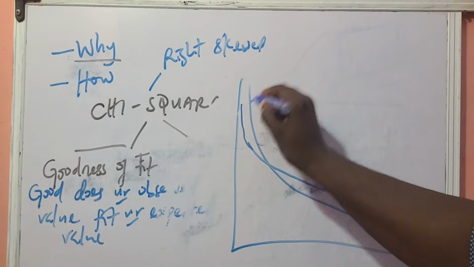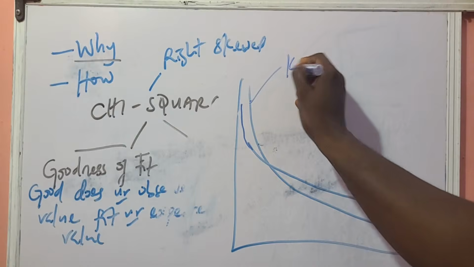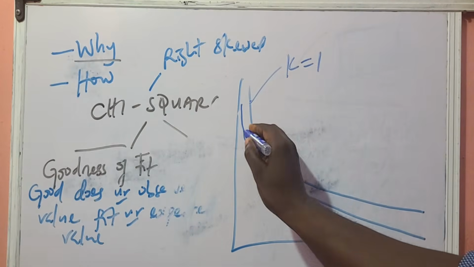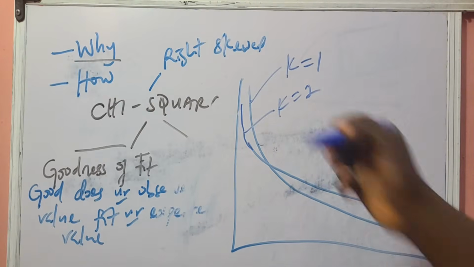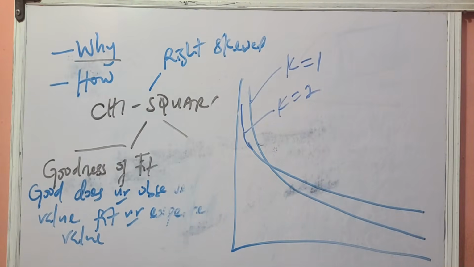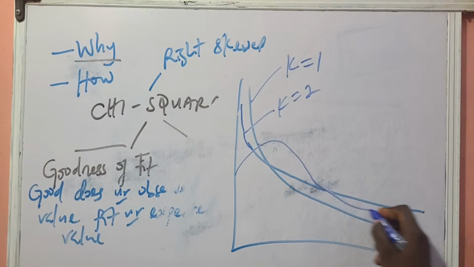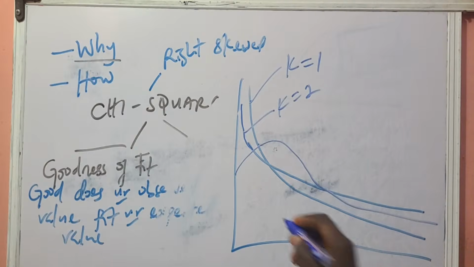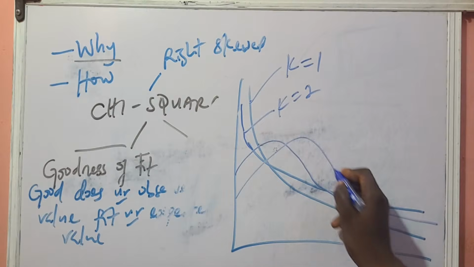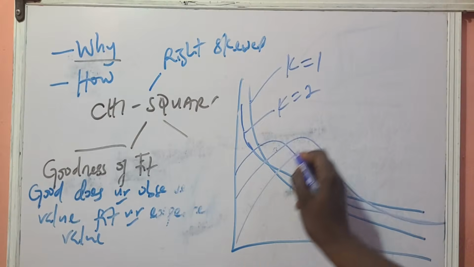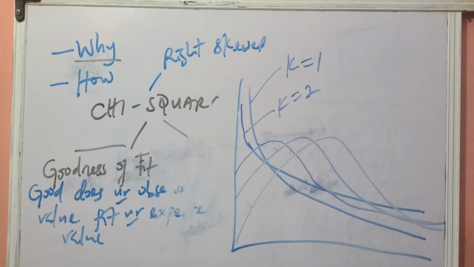For this one now, the first one I drew is when you have your category to be 1, just 1 category. This is the way it looks like. When your category is 2, this is how it looks like. Now, when your category is 3, it tends to have something like this. When your category is 4, it has something like this. When your category is 5, it tends to be like this.